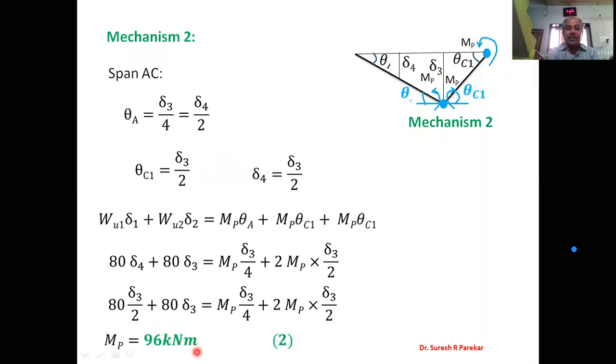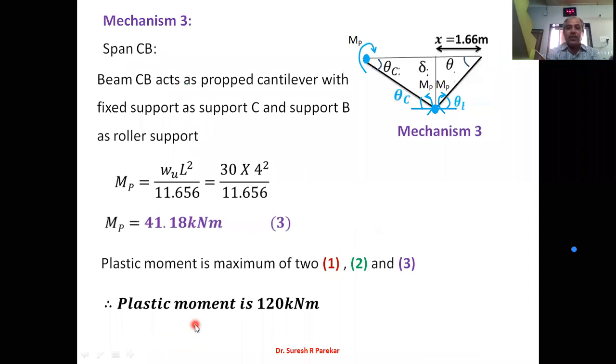Now for the second mechanism, we get a value of 96 kilonewton meter. In the same way, we have calculated delta 4, which is under the first 80 kilonewton, in terms of delta 3, and delta 4 is again delta 3 by 2. So the second gives 96 kilonewton meter and the third 41.18 kilonewton meter. The first is the maximum, so my plastic moment is 120 kilonewton meter for this continuous beam.